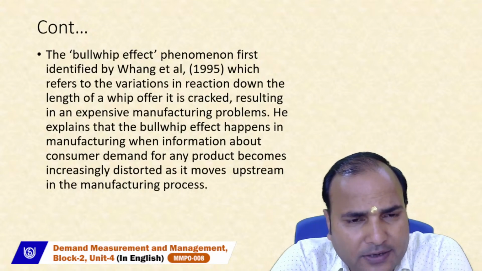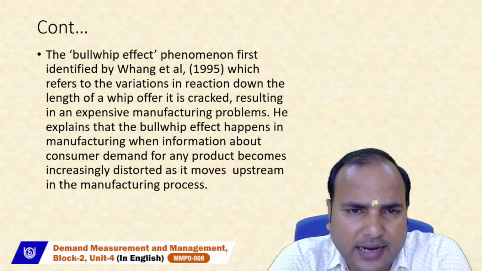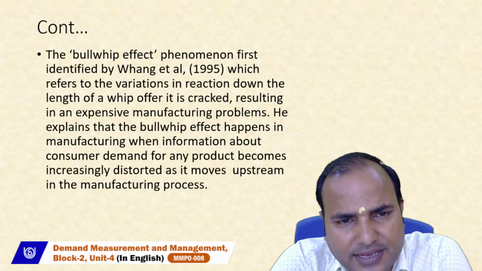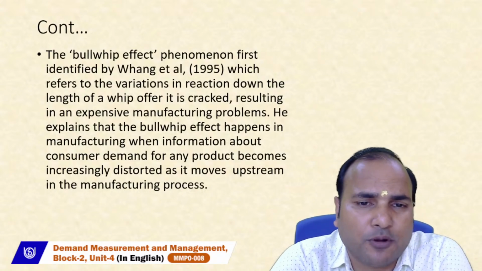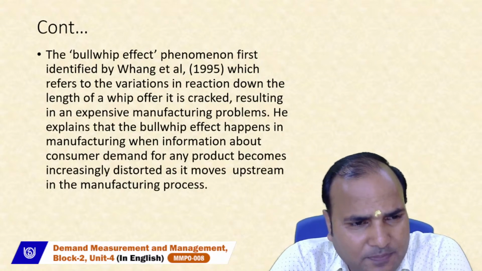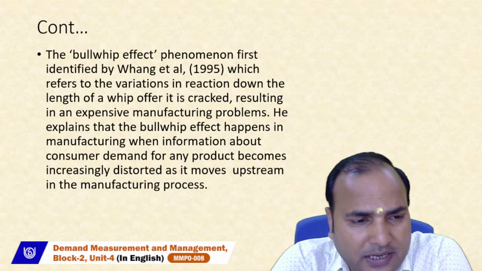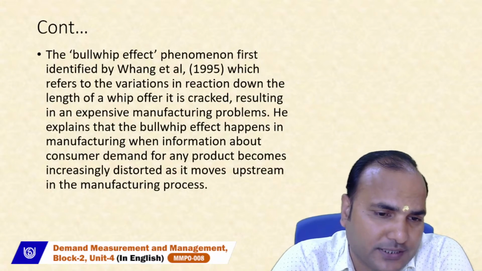So the bullwhip effect, we can say, was first introduced in Wang et al. in 1995, and refers to the variation in the reaction down the length of a whip. It is a whip, it is cracked, and this results in expensive manufacturing problems. So here he explains that the bullwhip effect happens in manufacturing when information about the consumer demand for any product becomes increasingly disrupted as it moves upstream in the manufacturing processes.